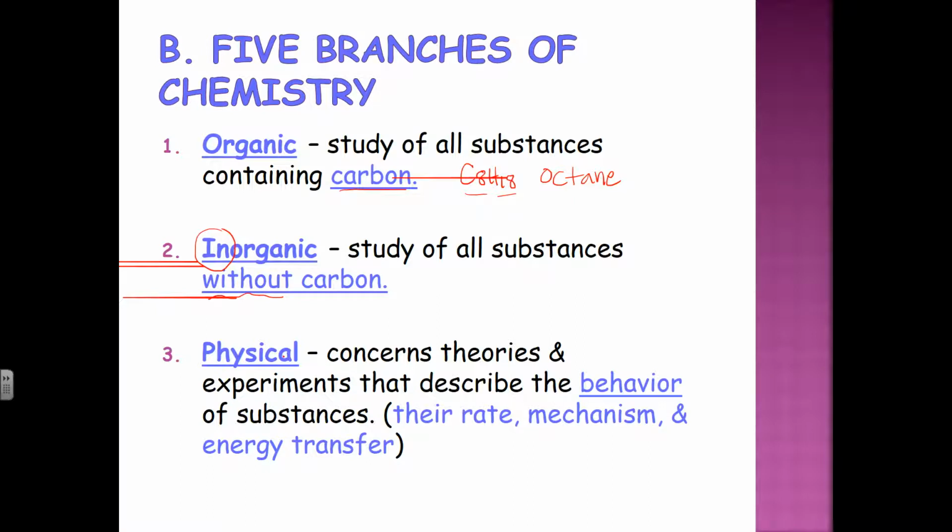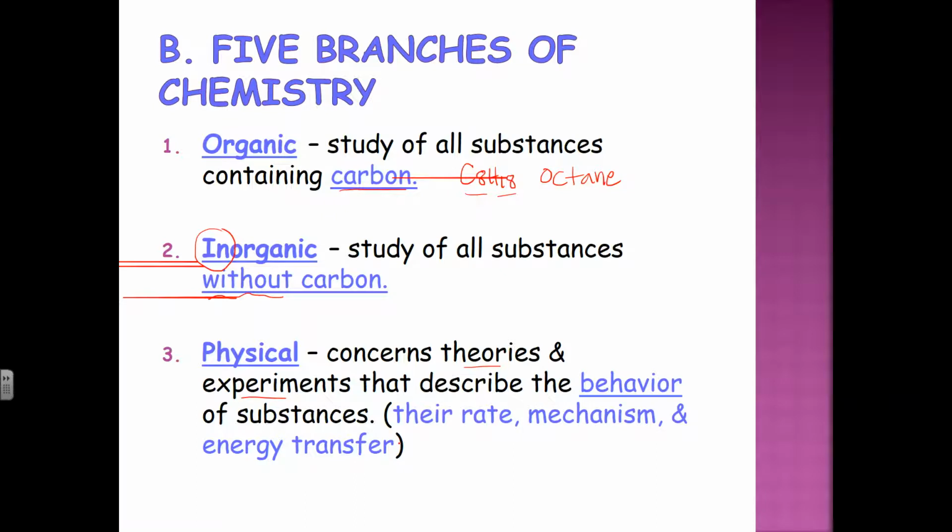Next, we have physical chemistry. Physical chemistry is defined as the branch of chemistry that concerns theories and experiments that describe the behavior of matter, or of substances, how they behave. Now, we don't normally think of molecules as behaving or water as behaving a certain way, but it does. Like water droplets on your car, they can bead together. They have cohesive forces. They have adhesive forces when they adhere to any other object, like, say, the hood of your car.